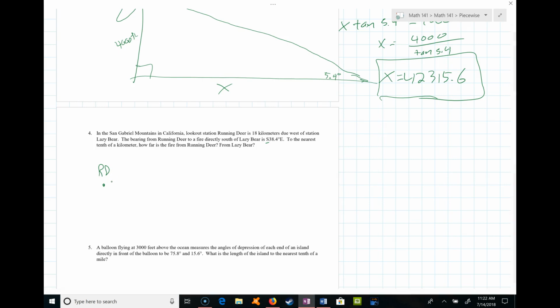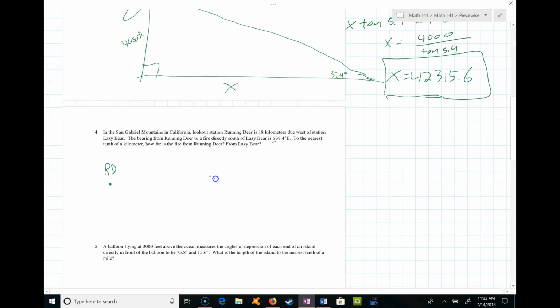Lookout Station Running Deer is 18 kilometers due west of Station Lazy Bear. Yeah, so Lazy Bear is over here. Now, the bearing from Running Deer, so if here's the fire down here. Yeah, the bearing from Running Deer to fire directly south of Lazy Bear. So here's my fire. So if you're looking south, you turn 38.4 degrees to the east, then he's looking at the fire.